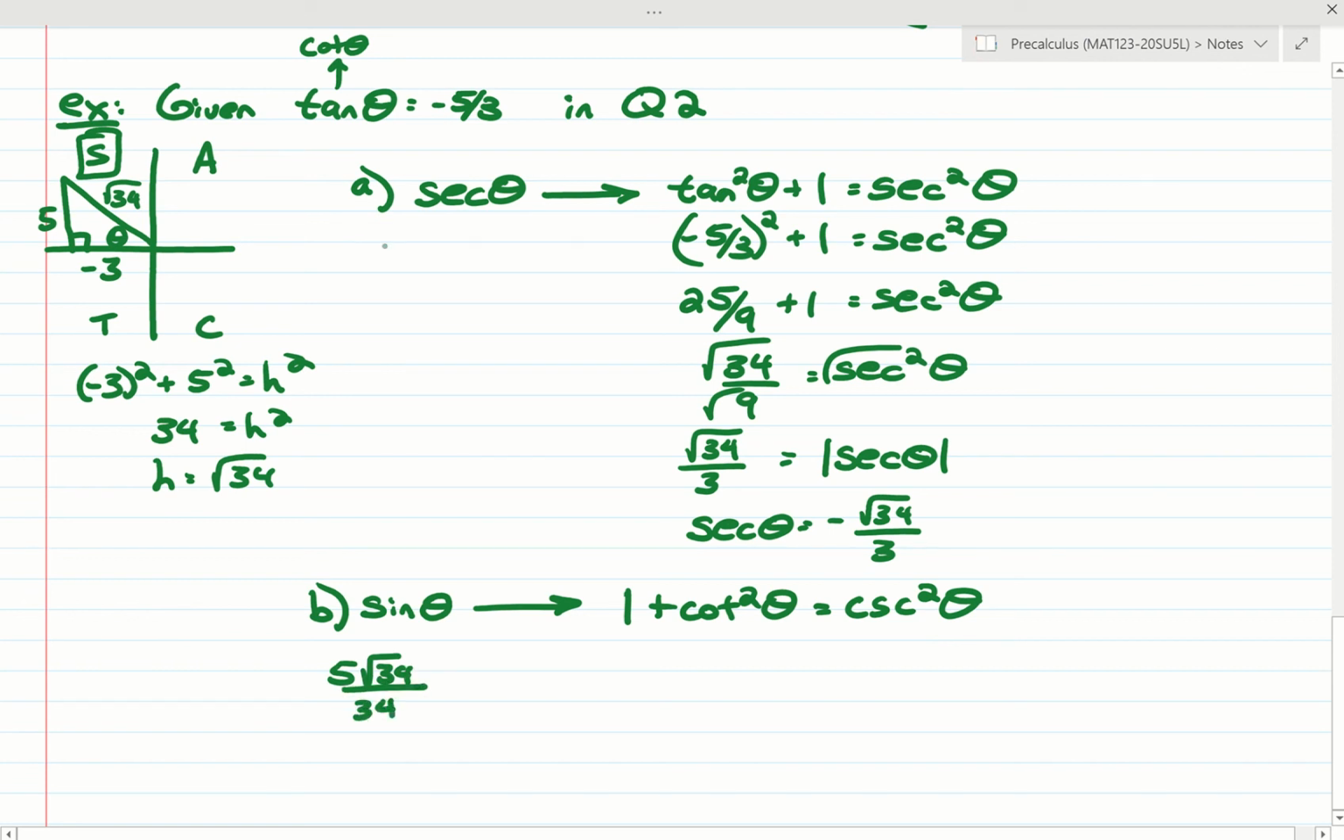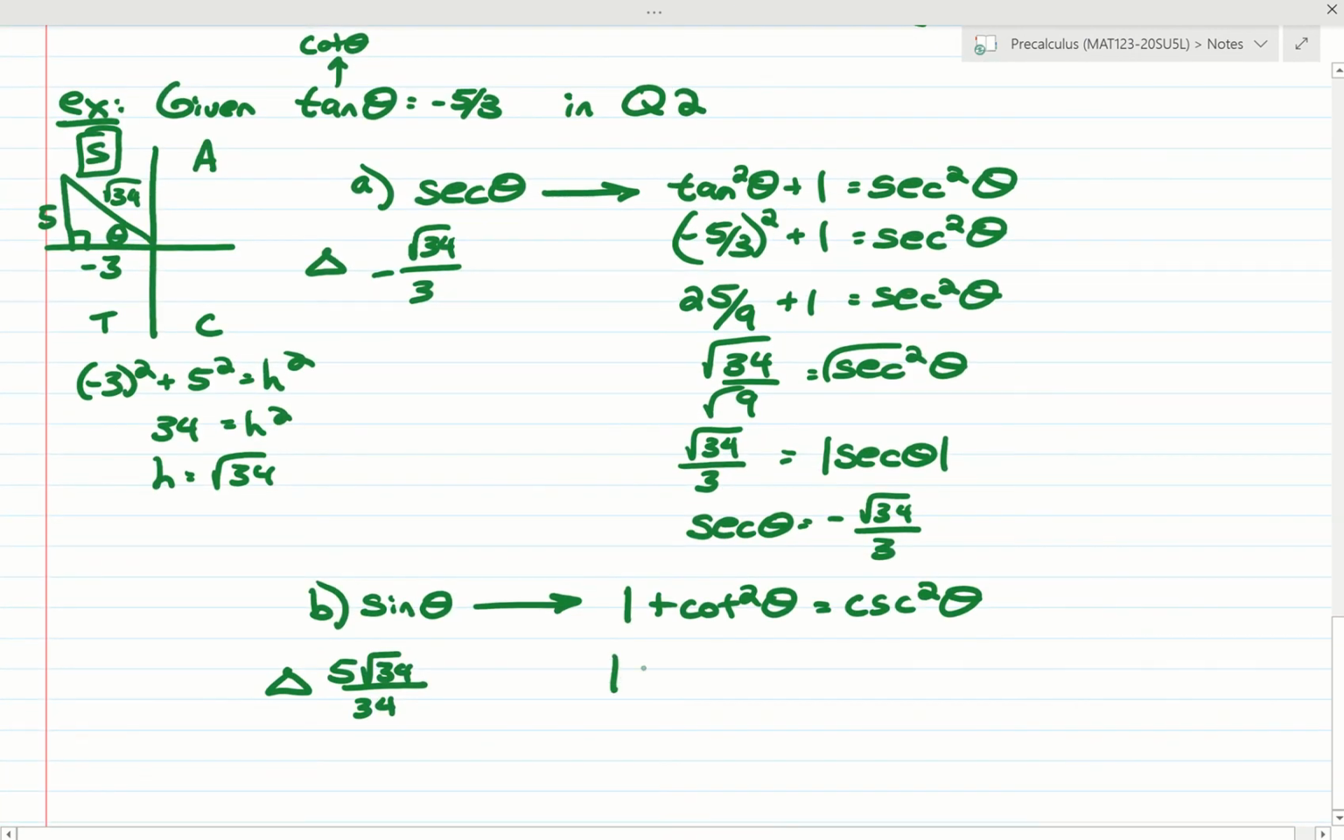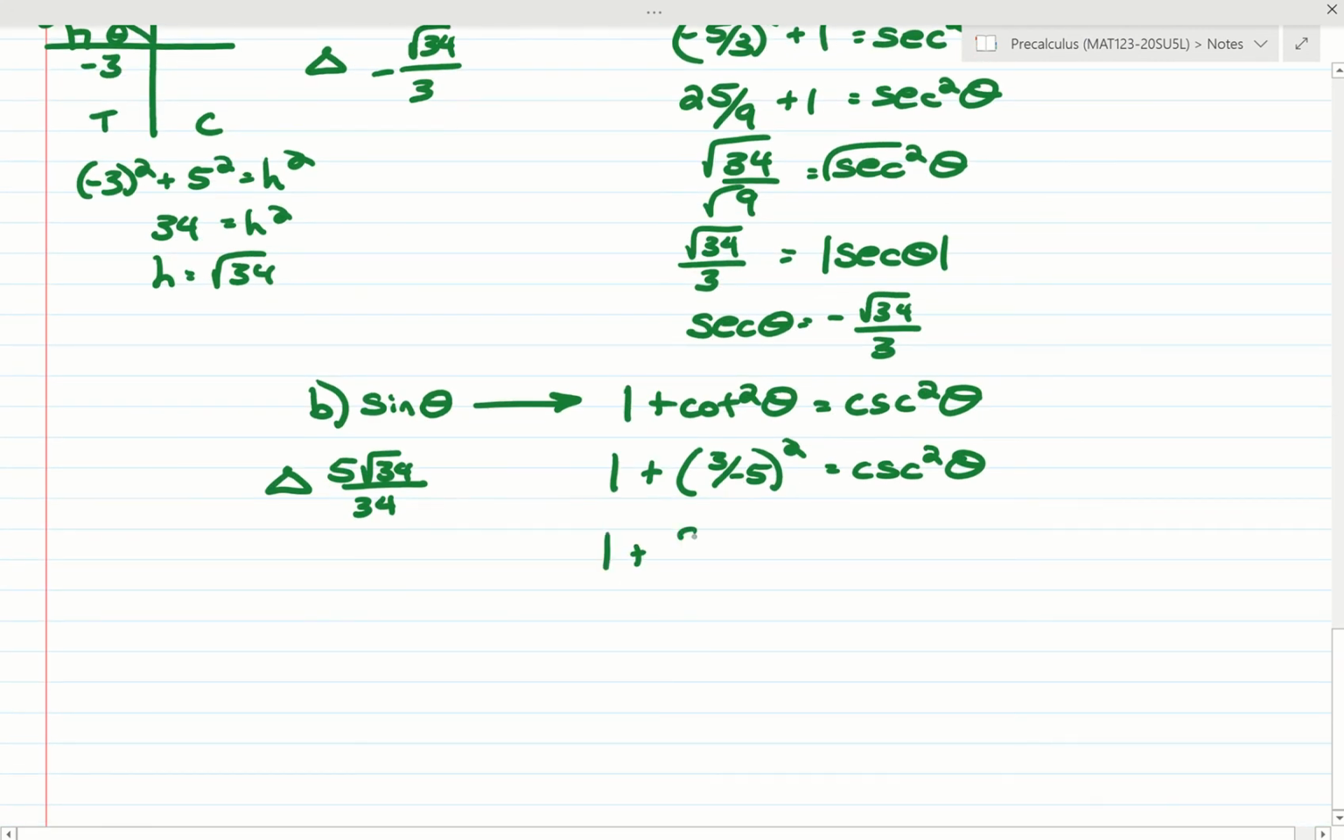All right, just like we knew with secant, secant would have been root 34 over negative 3. But that's using the triangle. The idea with this is let's practice using the property just to make sure it all works. So if the tangent is negative 5/3, cotangent would be 3 over negative 5. 3 over negative 5 squared is 9 over 25. 25 over 25 plus 9 over 25 is 34 over 25.